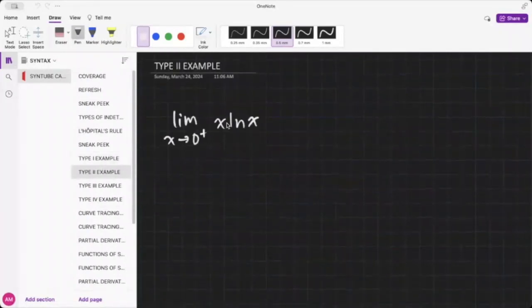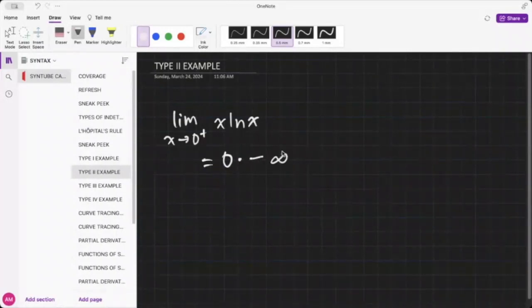For example, meron tayong type 2 na indeterminate form kasi if we evaluate this will be 0 times yung ln of 0 from the right is negative infinity. Okay, so in the case of type 2 indeterminate form functions, you just need to put the reciprocal of one of the factors in the denominator. Supposedly, it should get you either 0 over 0 or infinity over infinity afterward.